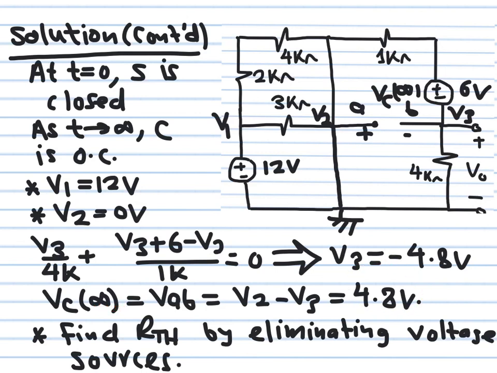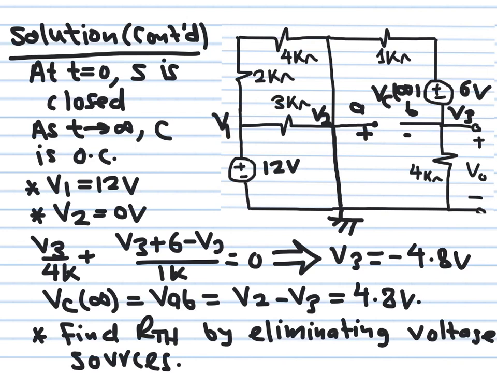So after you close the switch and you leave the circuit until it reaches steady state, you will see that at steady state, the capacitor is open circuit and the open circuit voltage across it is 4.8 volts. So we have two pieces of information we can use now to get K1 and K2 because we know what is VC at 0 and we know what is VC at infinity.